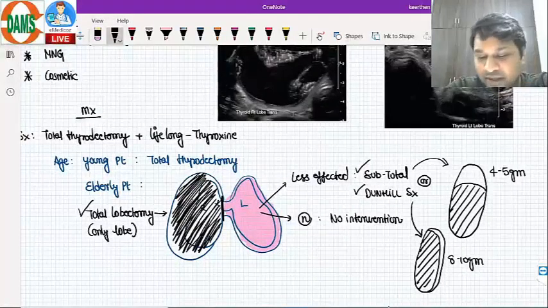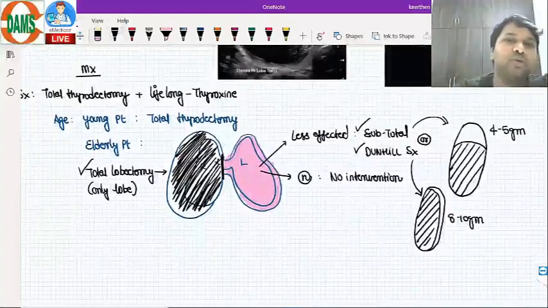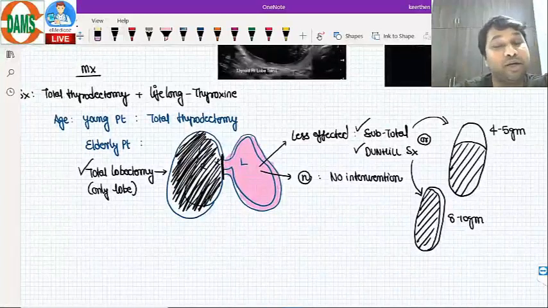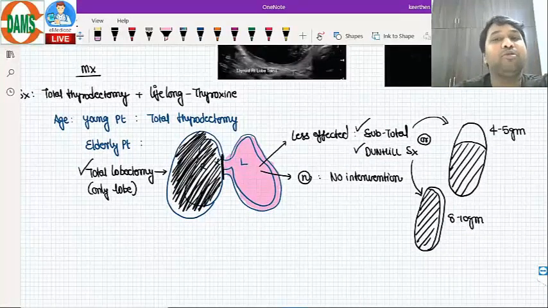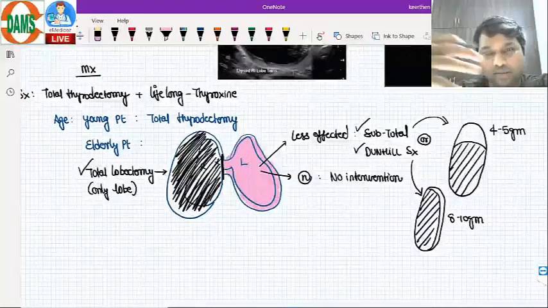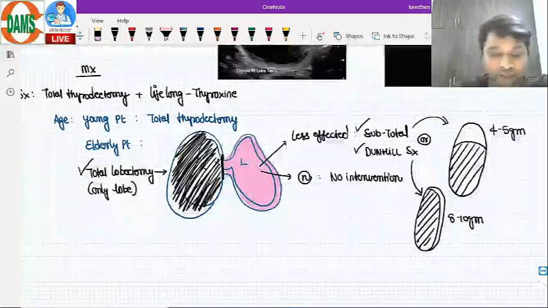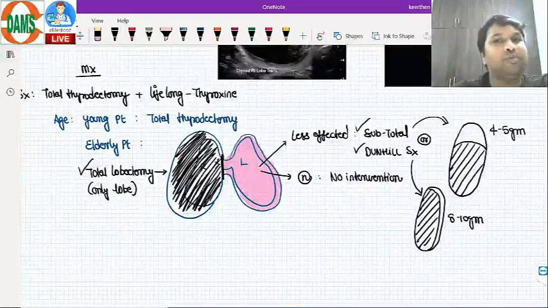Any added advantage? In young patients we go for total thyroidectomy because we don't want them to have recurrences, because repeat surgery is going to be very difficult, because you would have distorted all the natural planes. There will be a lot of adhesions, a lot of neovascularization, so re-exploration is going to be very tricky and costly for the patient. So if the patient is young, we go for complete thyroidectomy.